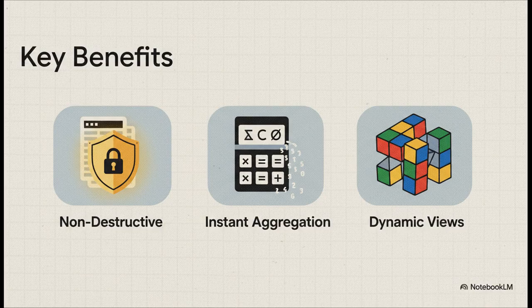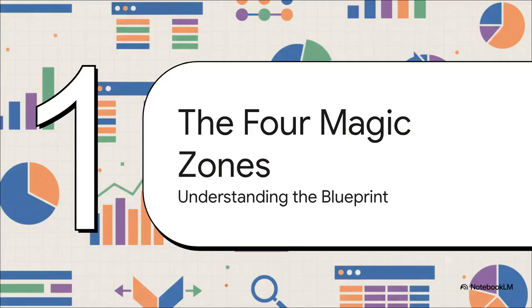Let's just quickly run through the main perks here. First, it's non-destructive. That means you can click, drag, and experiment all you want without any fear of messing up your raw data. Second, you get instant math. You can switch from seeing a sum to an average to a count with literally one click. And third, it's dynamic. You can actually pivot your report to look at the data from completely different angles. It's awesome.